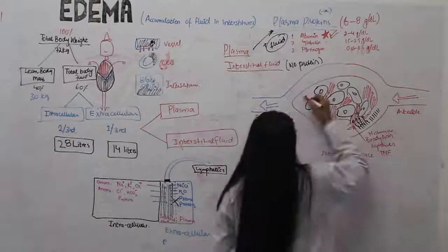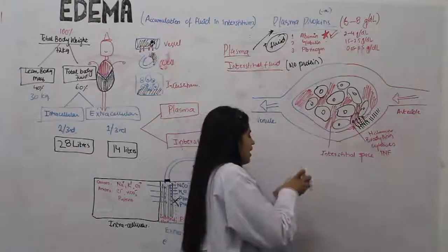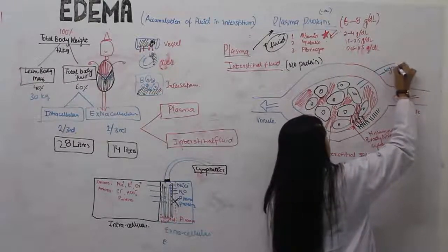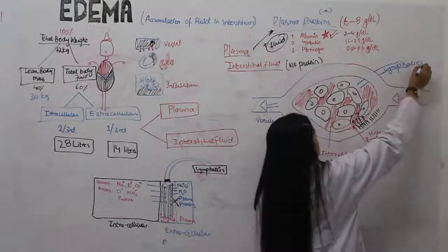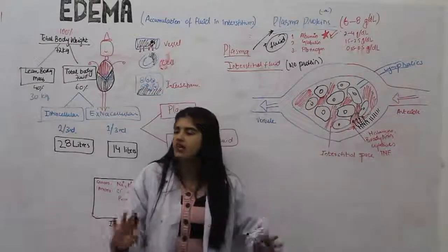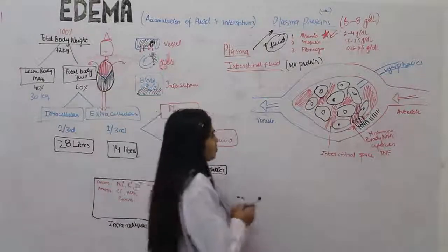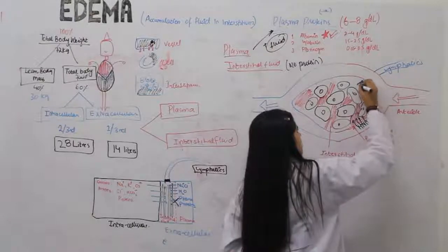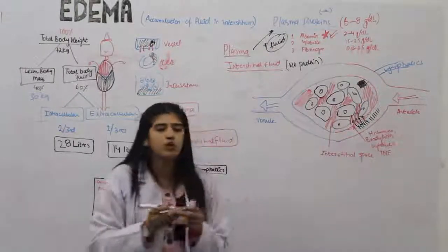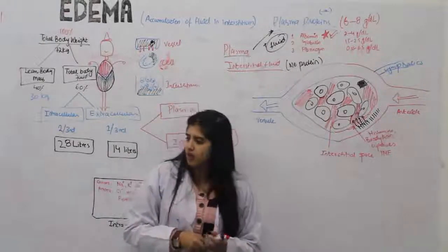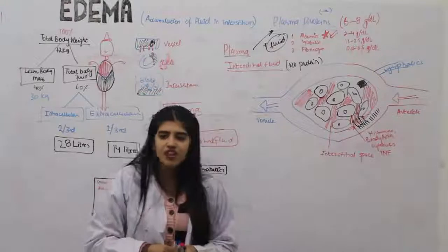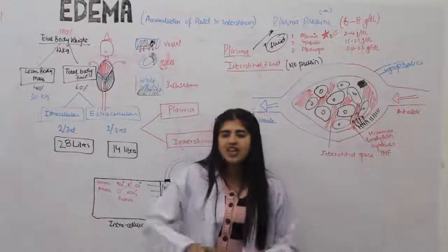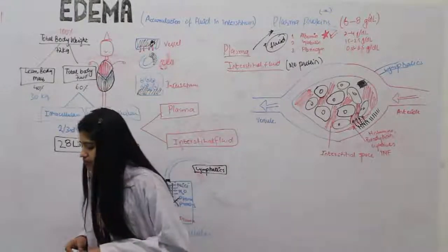To some extent, the interstitial fluid will accumulate and the lymphatics will take it, and this compartment will stay normal. But what happens if there is a blockage of the lymphatics? Then this fluid will accumulate so much that there would be edema. So accumulation of fluid in the interstitial space is called edema. The whole point is to describe what edema actually is.